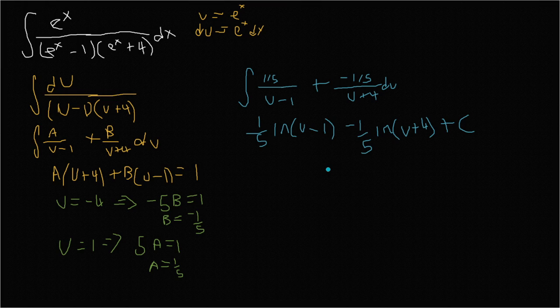And now we get to shove e to the x back in for u. So we now have 1/5 times ln of e to the x minus 1, minus 1/5 ln of e to the x plus 4. And these are absolute values. And plus c.